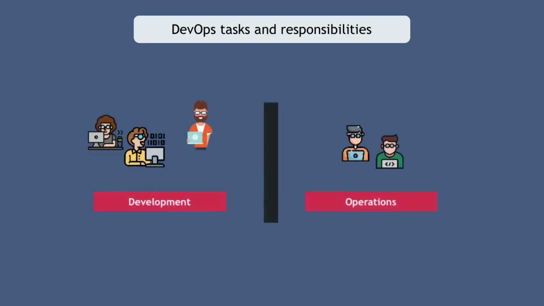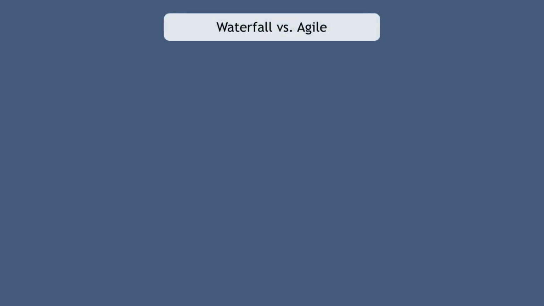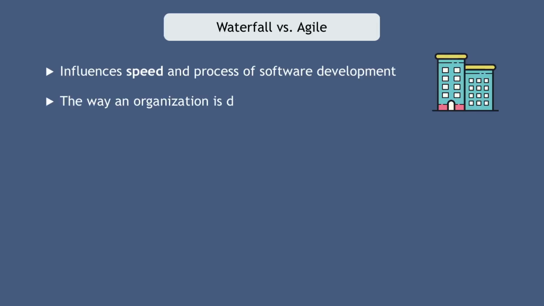So now that we've painted the whole picture and saw the evolvement and need for DevOps skills and some of its responsibilities, you should have a much better picture of how DevOps actually fits in the whole application development and deployment process. Now, one thing that heavily influences the speed and the overall process of how software development and delivery actually happens inside an organization is the methodology, or the way that organization is actually developing the applications. What do I mean by that?